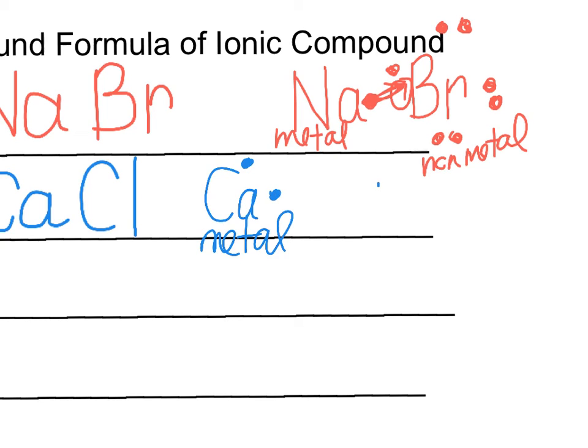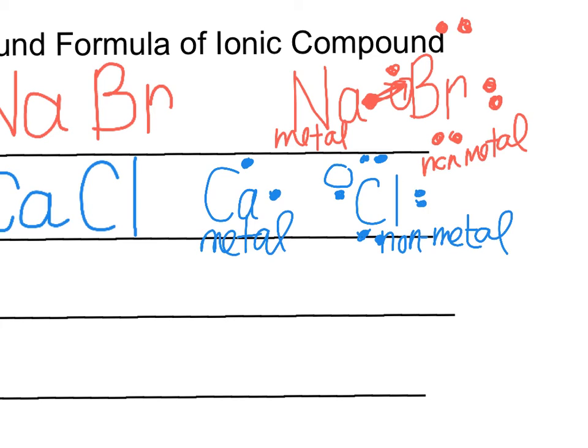So let's write chlorine now. Chlorine, hopefully you know by now, is our nonmetal. It's also on the right-hand side. Just like bromine, it's in group 7, or column 17. That also means it has 7 electrons in its outer shell. How many spaces does it have left for it to be full? 1. But how many electrons does calcium have to give away? 2.